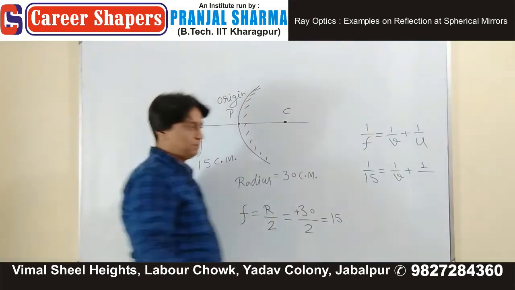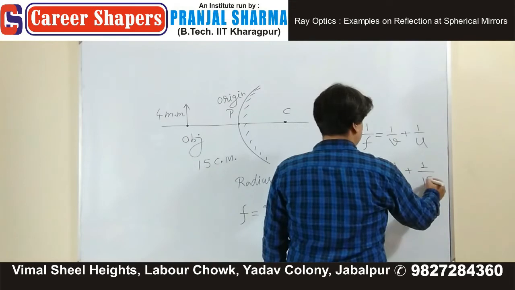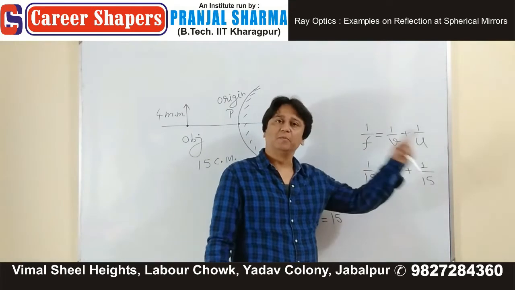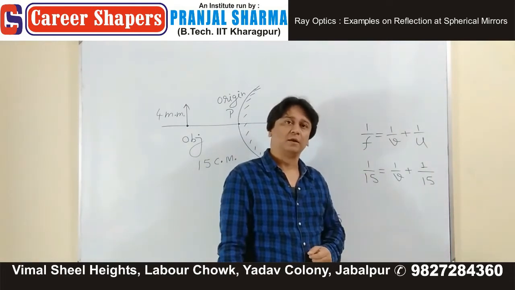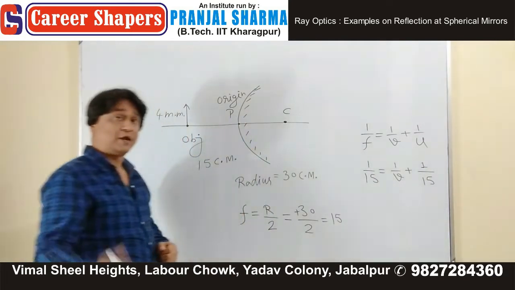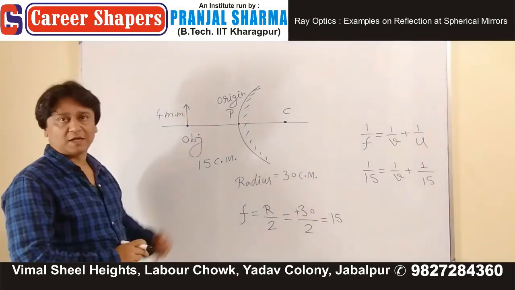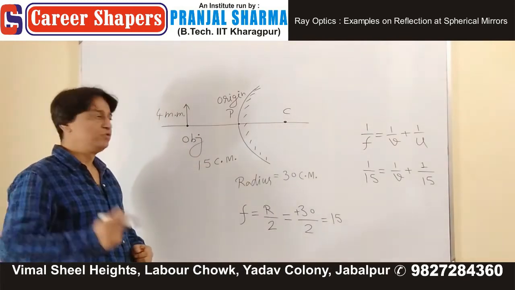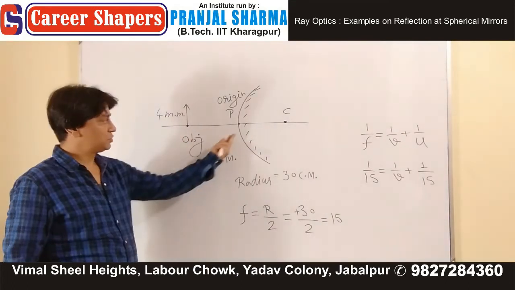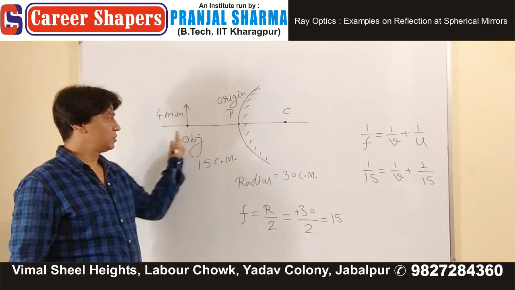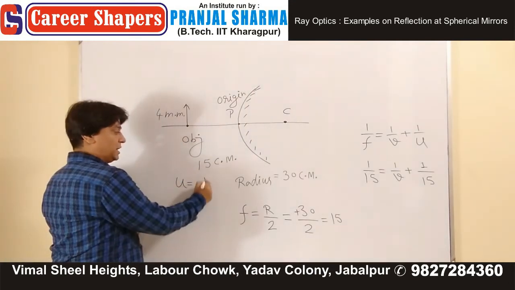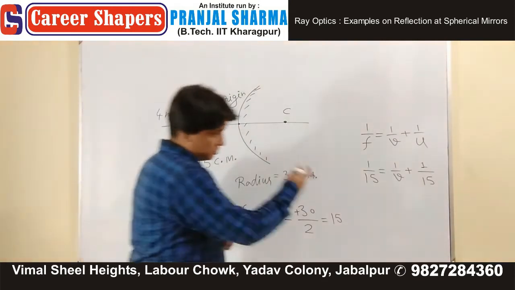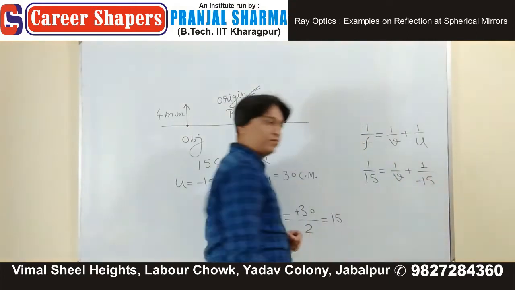Now some of you directly use u as 15, and then cancel 15 and 15 and say that the image is going to form at infinity. I don't know how you can commit such a silly mistake, because in the previous example I told you how to take u, R and things like that. This is the object which is on the left side of the origin. Things on the left side mean u is not 15 but minus 15. So this u is minus 15.